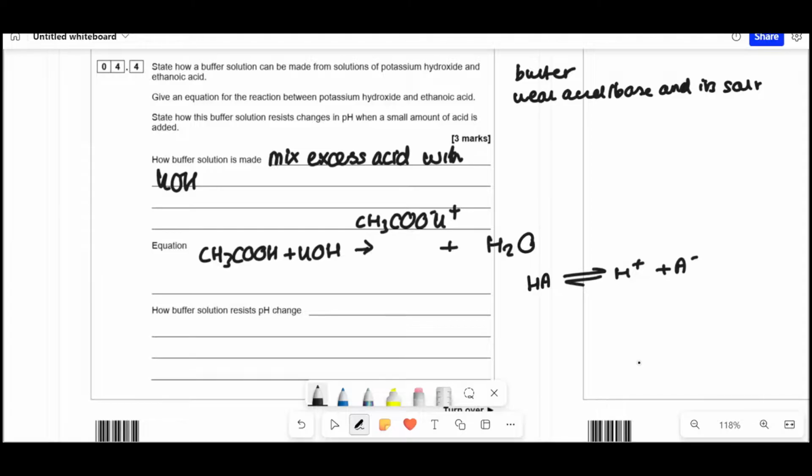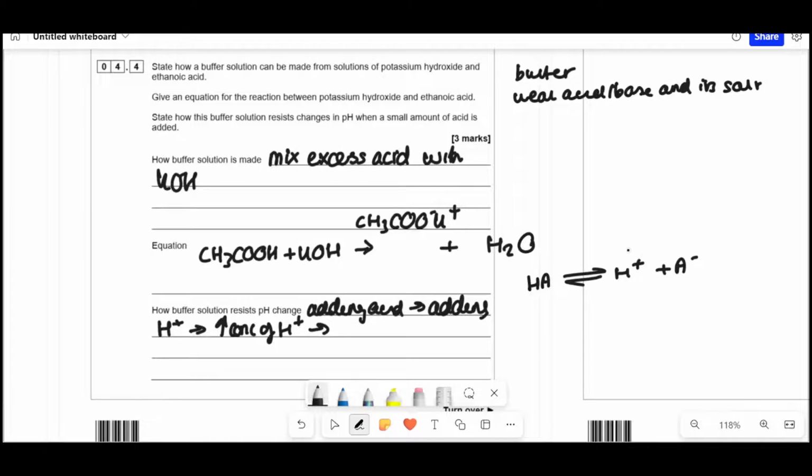So how does it resist pH change? Well, when you add acid, what are you adding? Have a second to just think what you would say. So adding acid is the same as adding H plus. So if we do that, what's it going to do? It's going to increase the concentration of H plus.